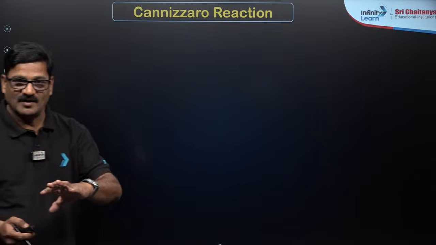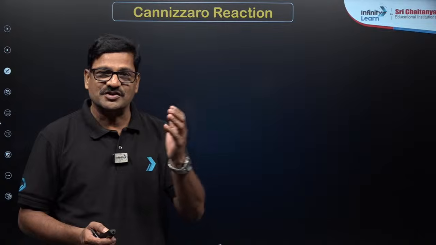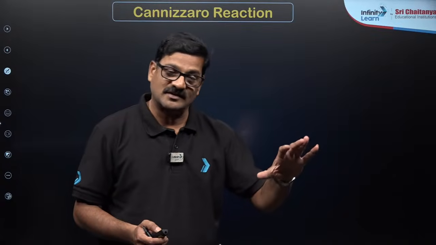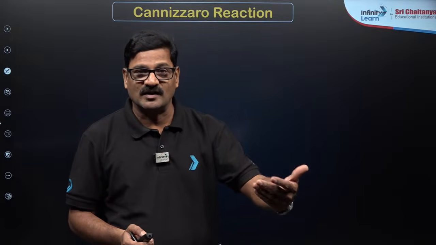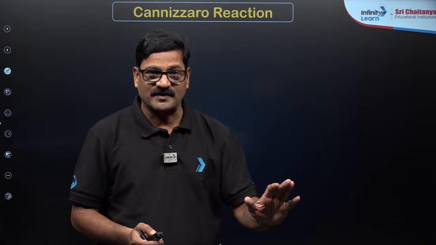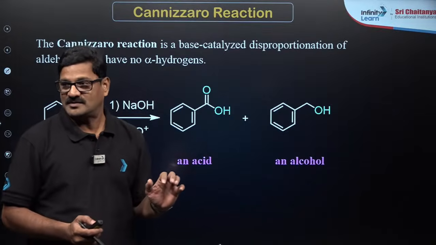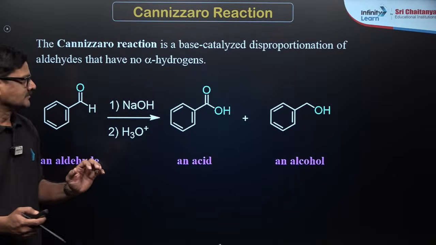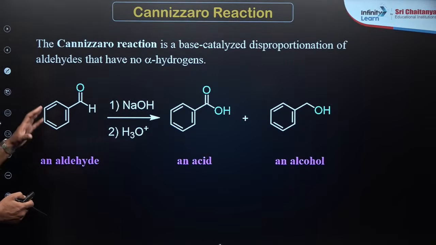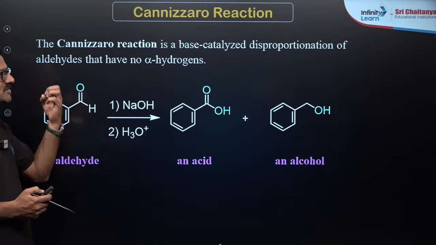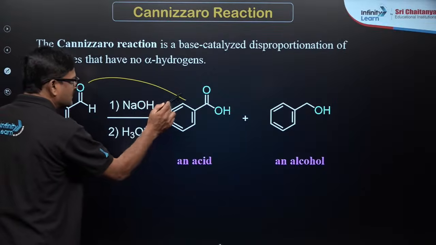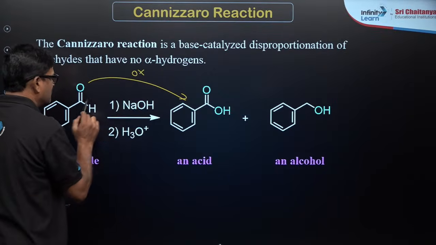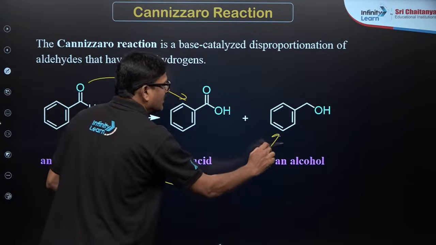Cannizzaro reaction. Aldehyde, when it is treated with sodium hydroxide, it can react. If alpha hydrogen is there, it undergoes aldol condensation. If there is no alpha hydrogen, it undergoes Cannizzaro reaction. Benzaldehyde undergoes a disproportionation reaction. It is going to give us an acid, which is an oxidation reaction, and it is going to give a reduction product.